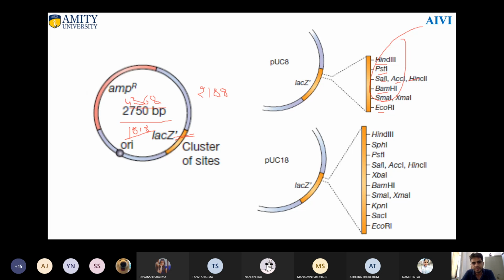How is it going to be better? One, size-wise, the size is very small, the copy number is high, and selection is going to be better. So let's say it is an improvised vector.